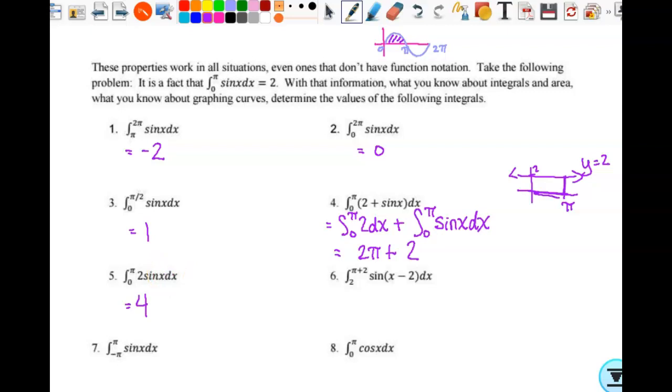All right, number 6. So it's not the sine of x, it's the sine of x minus 2. So I want you to think about transformations. We have sine of x as a parent function. Sine of x minus 2, what happens to it? It's moved to the right 2. Does that make sense to you?